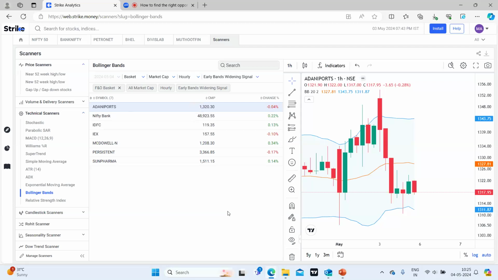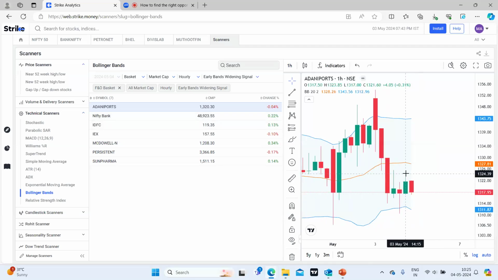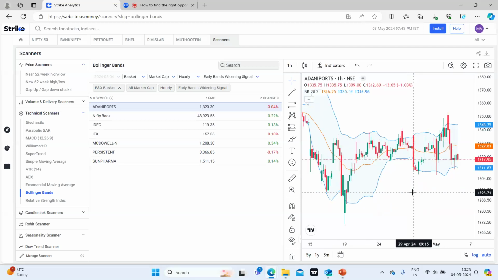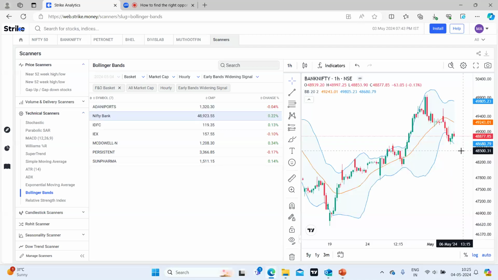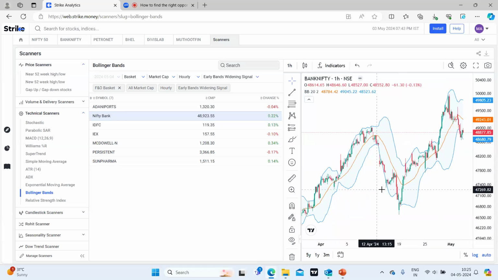But because we are focusing on options buying, and as I told you in the initial discussion itself, we will not focus beyond the hourly chart. So this is my setting for this. And the scanner we use is early band binding. This gives you an indication that the band is starting to widen. Now the band can start to widen from anywhere, right? It will come in the scanner here, and it will come in the scanner here also, right?